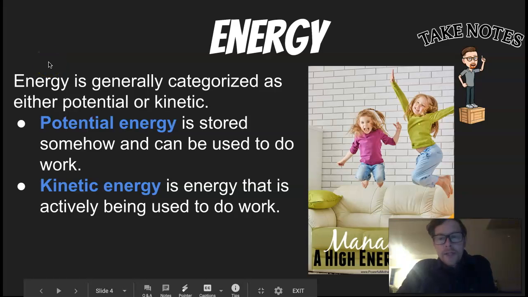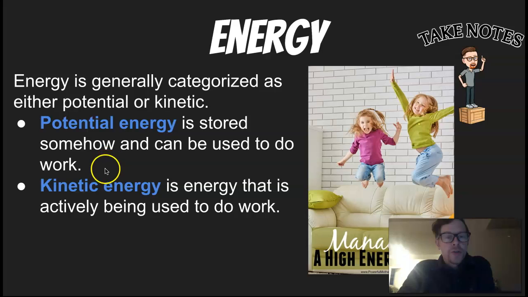And we categorize it in one of two big categories, either potential or kinetic. So this is our first sort of split that we need to know about. Potential energy is energy that's stored somehow and can be used to do work. So it's not in use, but it's there and we could use it.